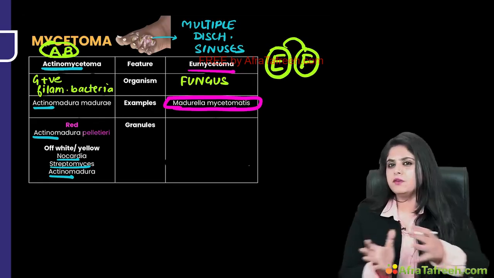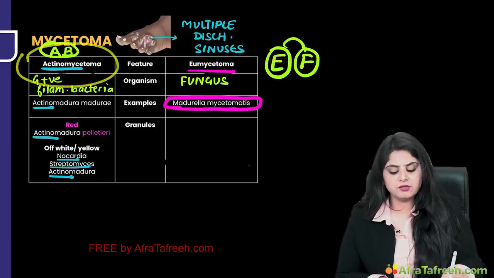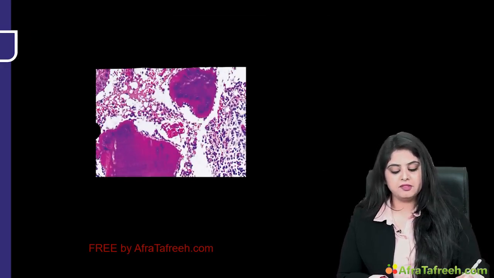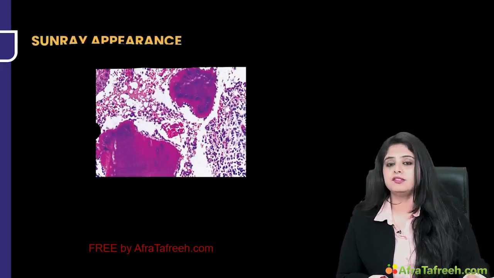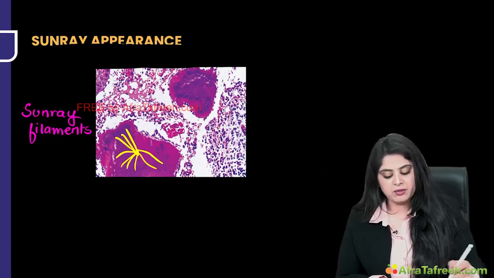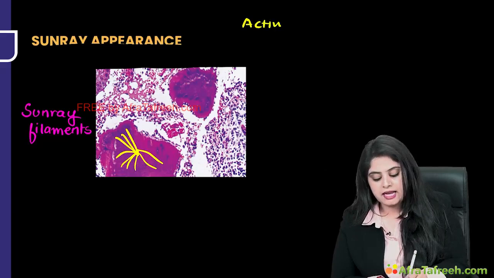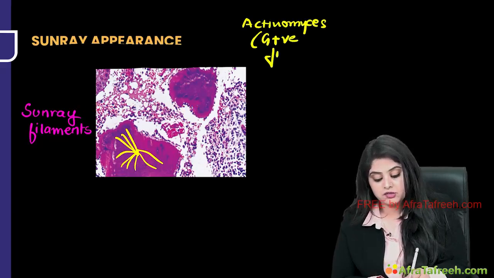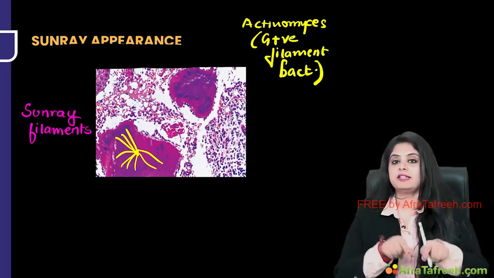Let's move away from the fungus and assume that it is a case of actinomycetoma. So what appearance do you see? There's a very famous appearance called the sun-ray appearance. What is the sun-ray appearance? Guys, all these blue color filaments are of actinomyces, because I know that actinomyces is a gram-positive filamentous organism. It is a filamentous bacteria, right? So if it is a filamentous bacteria, it will show filaments like sun-rays.